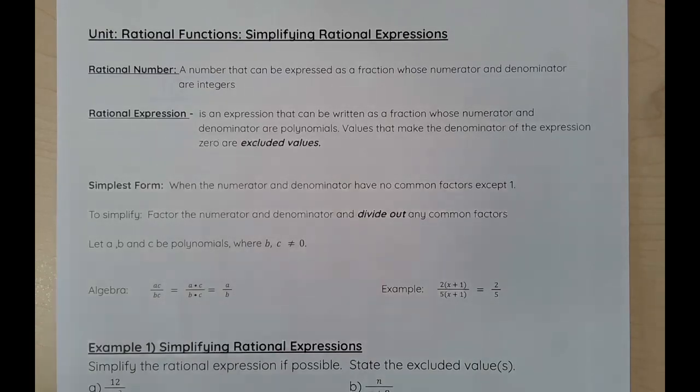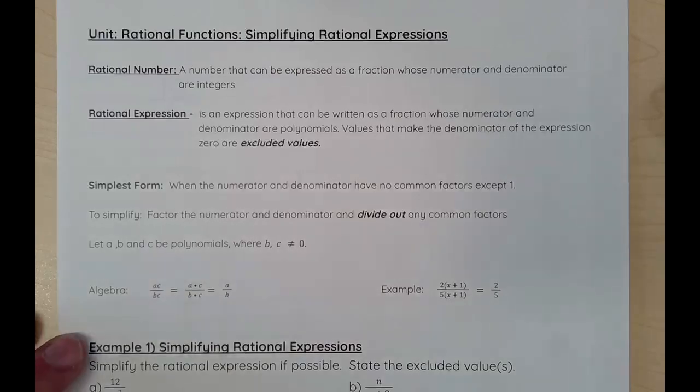In this video, we're going to look at rational functions, simplifying rational expressions. Before that, we're going to look at rational numbers. A rational number is a number that can be expressed as a fraction whose numerator and denominator are integers. An example of a rational number would be something like 10 over 6. Now, 10 over 6 is a fraction that we know can be simplified.